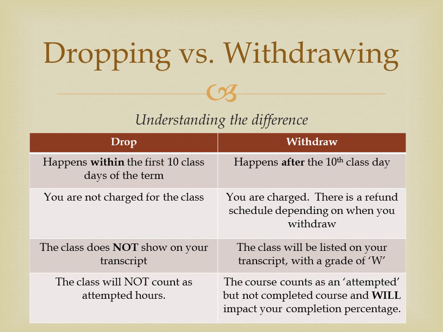The class will be listed on your transcript, and the grade will show as a W. Maybe some of you withdrew from some classes last fall. We'll look at our transcripts throughout this class so you understand how that looks. And then the course does count as attempted, but not completed, and so it impacts what we call your completion percentage. We'll get into that, but that does have bearing on financial aid. It doesn't mess with your grade point average.